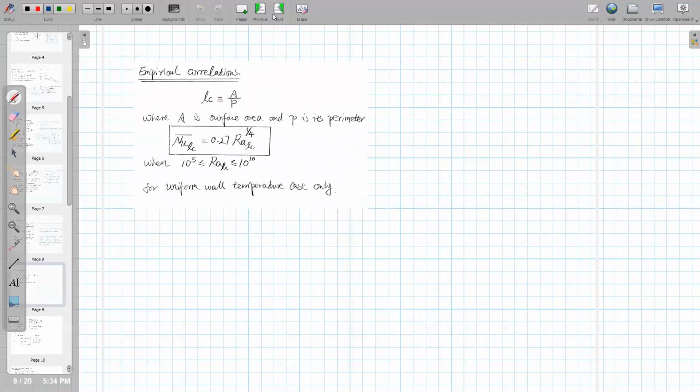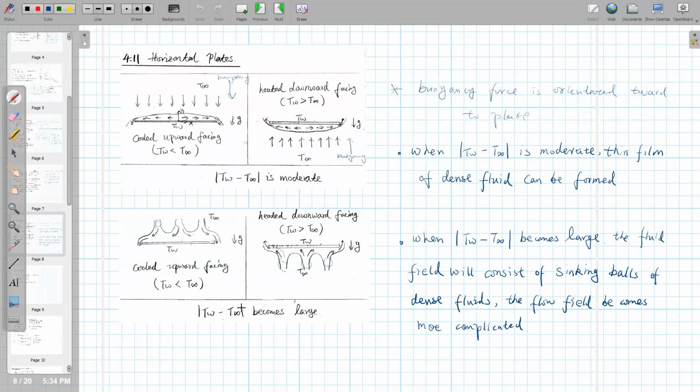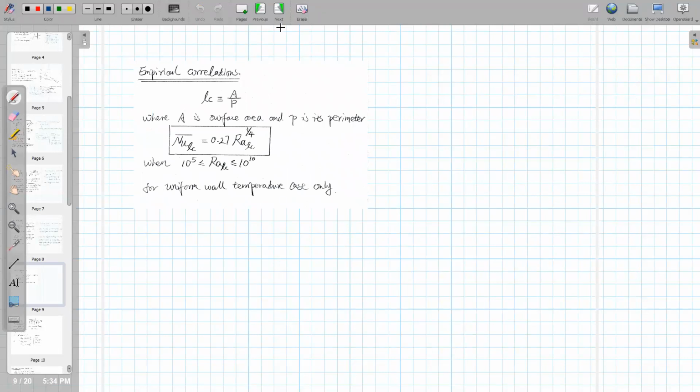Now, in these four cases, although based on the different temperature difference, maybe you have different looking boundary layer regions, there are empirical correlations which can help you to calculate the average Nusselt number. So what's the special thing of the convection over a flat plate? Not convection, free convection. For free convection over a flat plate, or you can say a horizontal plate, maybe it's more accurate.